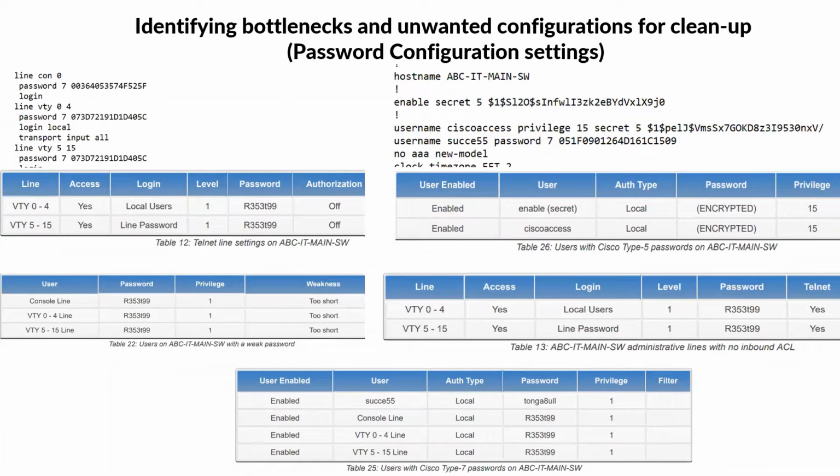Another area we'll be interested in looking at is the line VTY and line console channels on the network devices. What do these things do? These are the channels through which an individual can access a network device, be it via a direct line console cable, or VTY or SSH channels and so on. And this requires a username and password.